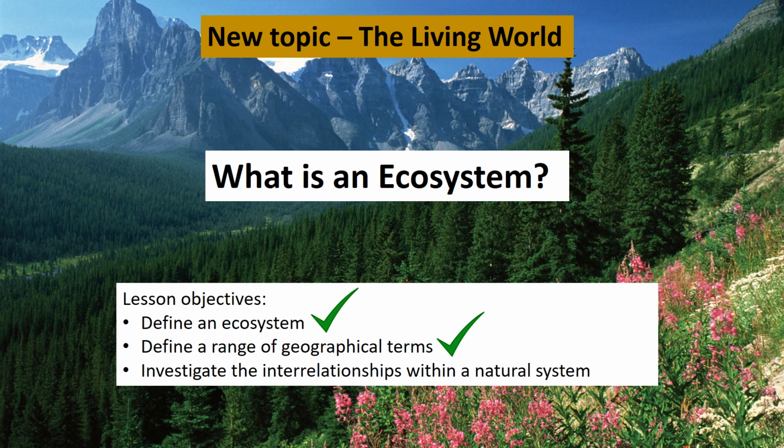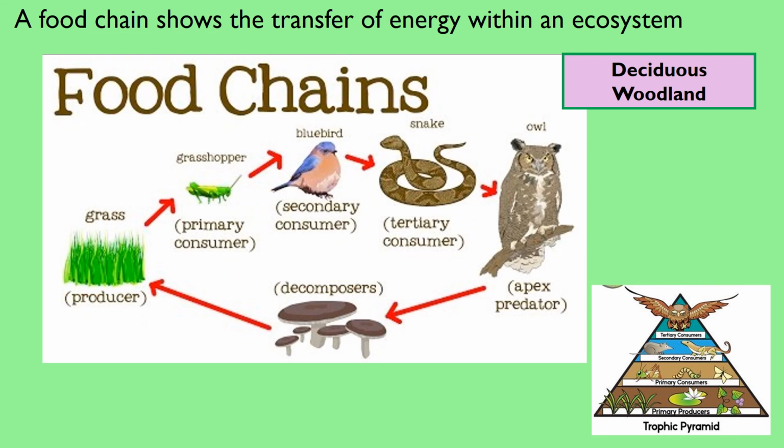Okay, so we have defined a range of geographical terms. So let's move on to begin to investigate the interrelationships within natural systems. So here we have an example of a food chain in an area of deciduous woodland in the UK. There's lots of different food chains in deciduous woodlands, but this is just one of them.